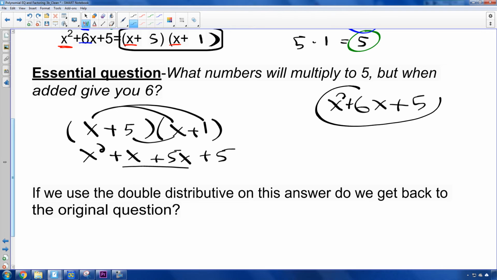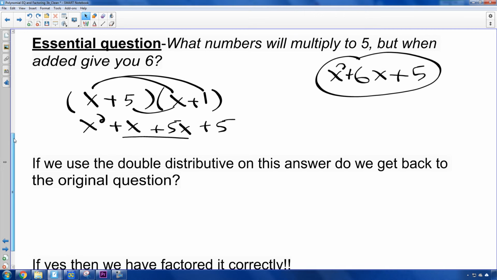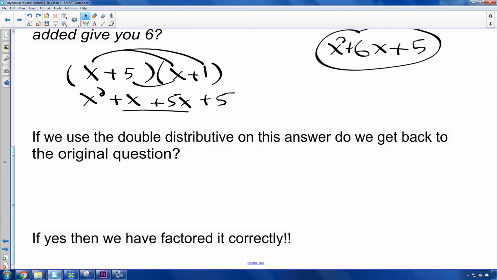Does that look like the original question? Yeah. So we're doing these things backwards. Instead of doing the double distributive, we're doing the double distributive backwards. We're taking the answer from that and reversing it. Hopefully that is making some sense. We know that if we distribute out our answer to check it, we don't have to do that every time, we will have the right answer if it matches. Okay? Hopefully you have no questions and we're smooth here and we're good to go.